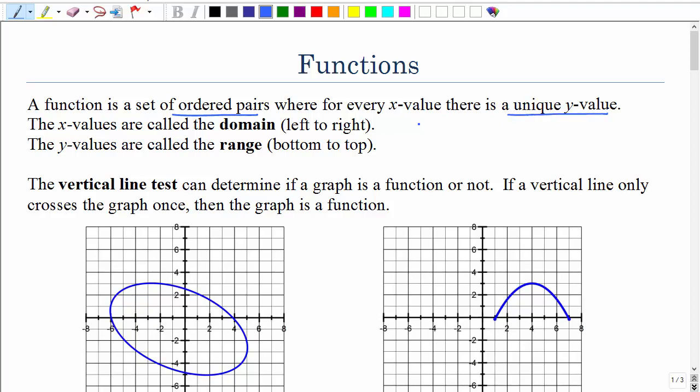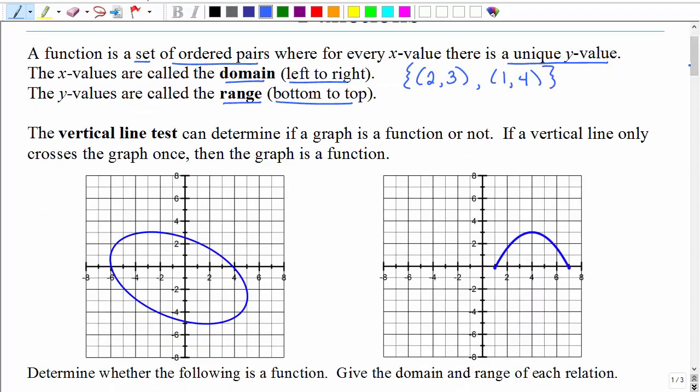Remember, an ordered pair has an x value and a y value, and a set could look something like that, where the ordered pairs are contained in braces, and that's where we get the idea of a set. The x values are called the domain and the y values are called the range. We'll talk about this left to right and bottom to top later on in the video.